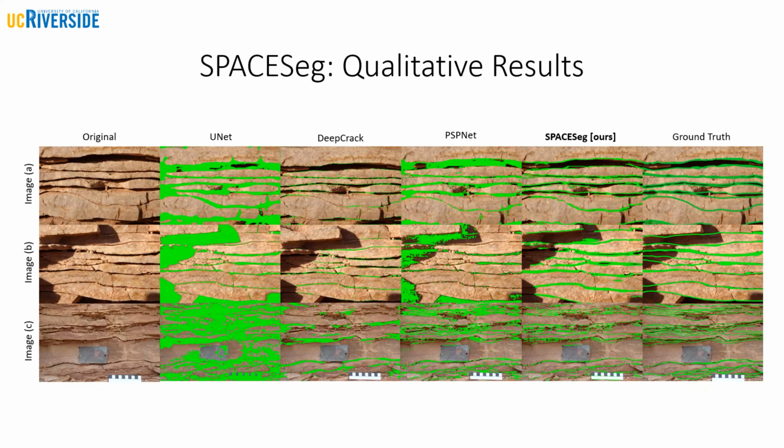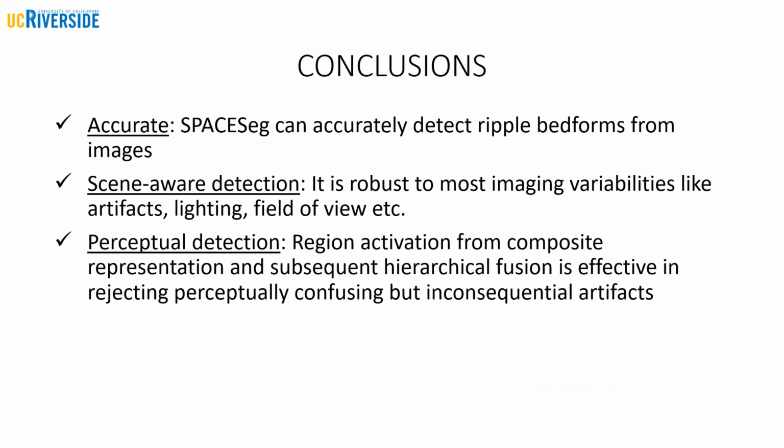But looking at the top 3 algorithms and comparing it with SpaceX, we can see that SpaceX is extremely robust to oversegmentation. It is not confusing shadows to ripple artifacts. And when the field of view is changing highly in image C, it is not combining or smooshing together the ripples, which are very thin in nature. So we see that a lot of these issues are being tackled very effectively, and that gives us a really positive direction to build on, because the SpaceX is accurate. It is clearly able to do scene-aware detection and perceptual detection.